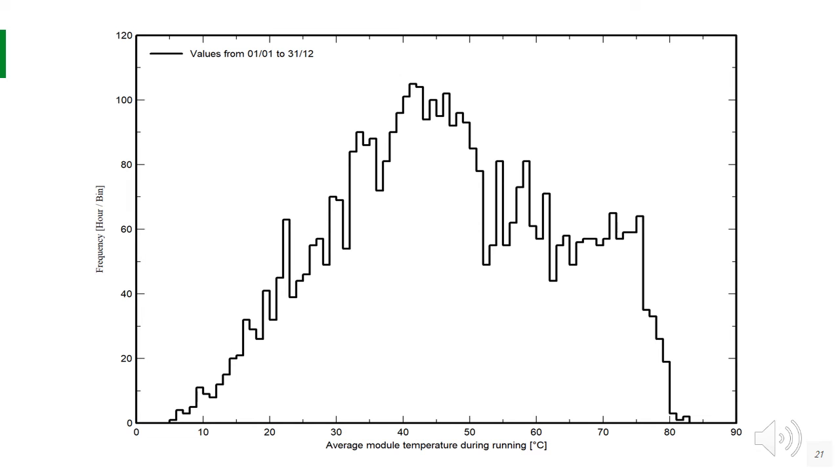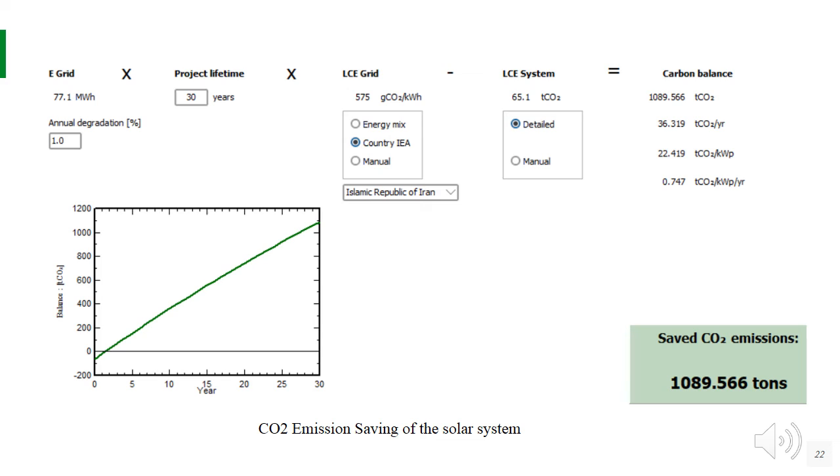And in this graph, we can see the average module temperature during running. The solar system's CO2 savings over its lifetime are depicted in this figure. As can be seen, running the solar system will save approximately 1089 tons of CO2, which will help to combat global warming.